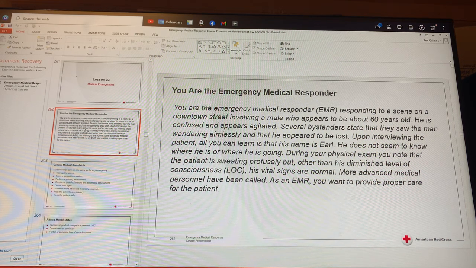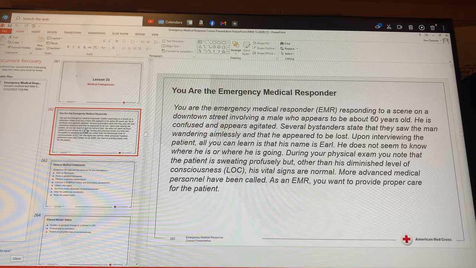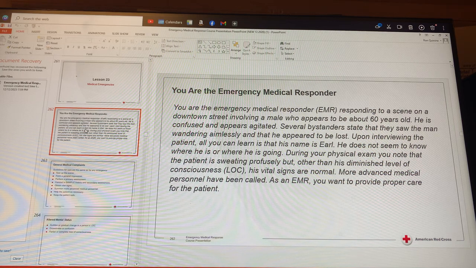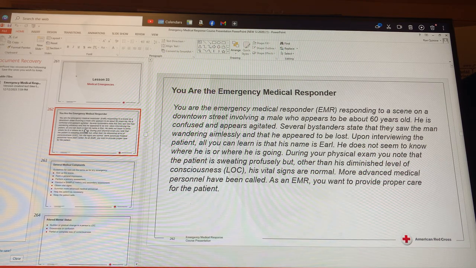You are the emergency medical responder, EMR, responding to a scene on a downtown street involving a male who appears to be about 60 years old. He is confused and appears agitated. Several bystanders state that they saw the man wandering aimlessly and that he appeared to be lost. Upon interviewing the patient, all you can learn is that his name is Earl. He does not seem to know where he is or where he is going.